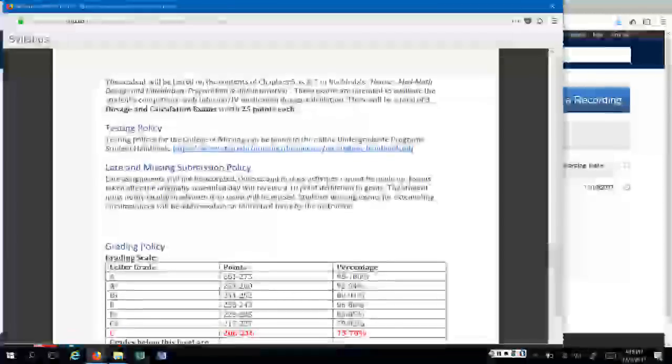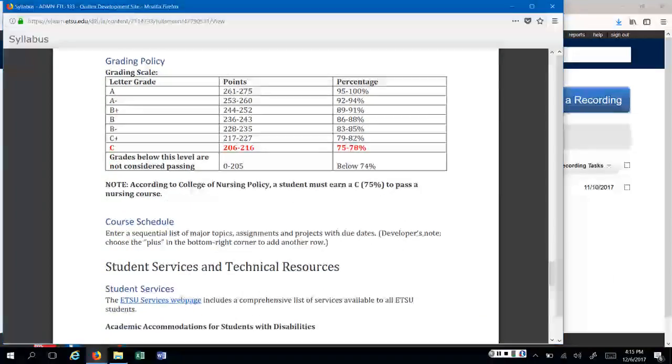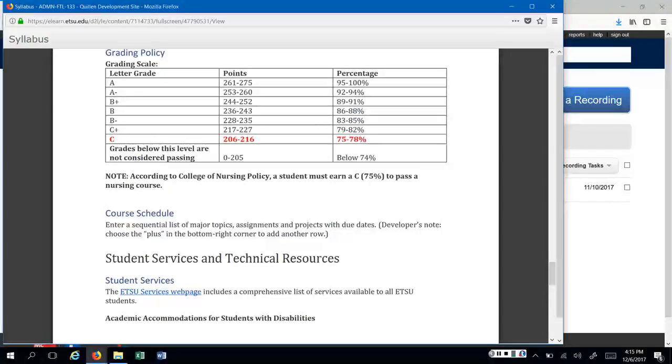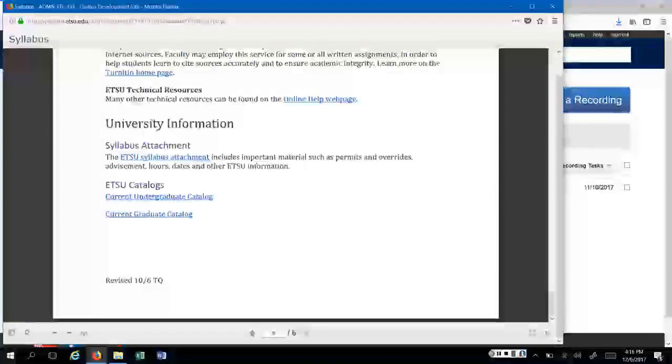You'll also have dosage and calculation from Hinkle's Med Math. You'll be tested on the contents of chapters 5, 6, and 7. And the 3 dosage and calculation exams will be worth 25 points apiece. And I'll let you look at the grading scale or the grading policy yourself. Anything below a 75, of course, is failing, according to College of Nursing policy. So that's the syllabus. And you can email me with any questions.